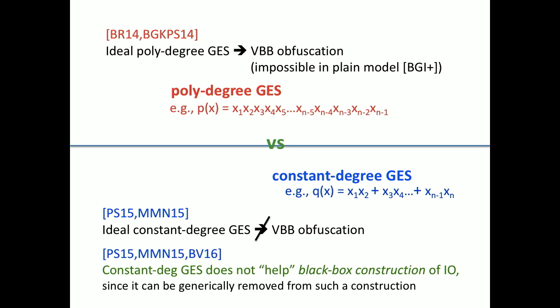And furthermore, the same line of work also showed that constant degree GES actually does not help in constructing iO in a black box way, in the sense that if you manage to obtain such a construction, you can just remove this constant degree GES from the construction. Okay? So this is about the functionality. What about assumptions?